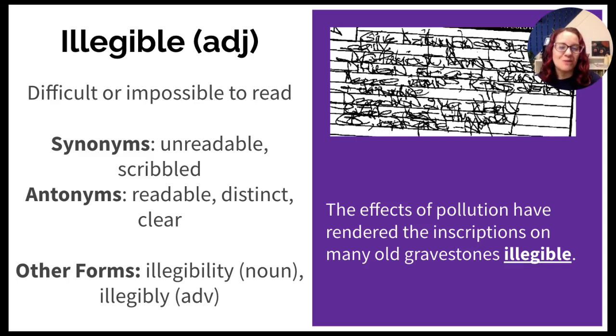Then we get to illegible, which is an adjective and another word you might be familiar with. Illegible simply means difficult or impossible to read. Some of the papers that are turned into me might be described as illegible, like that picture, which is someone's handwriting. I don't know what it says. I can see some words in there, but it is mostly illegible. Your synonyms are unreadable or scribbled. Your antonyms are readable, distinct, and clear. You have your noun form, illegibility, and your adverb form, illegibly. So the way you write, you could say, oh, I wrote that illegibly.